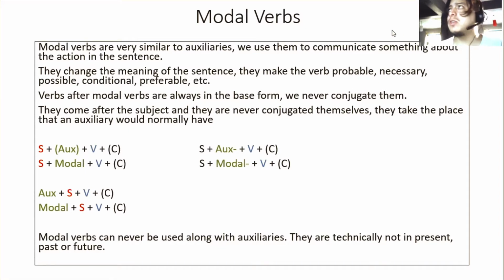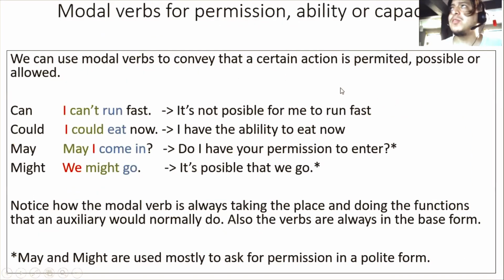So we're gonna start first with modal verbs for permission. Yeah, modal verbs for permission, ability, or capacity. So what is this? Modal verbs for ability, capacity, or permission. We have a few modal verbs that we can use to speak about that. If you want to speak about ability, capacity, or permission, you can use the modal verb can, or in the negative can't, the modal verb could, the modal verb may, or the modal verb might.